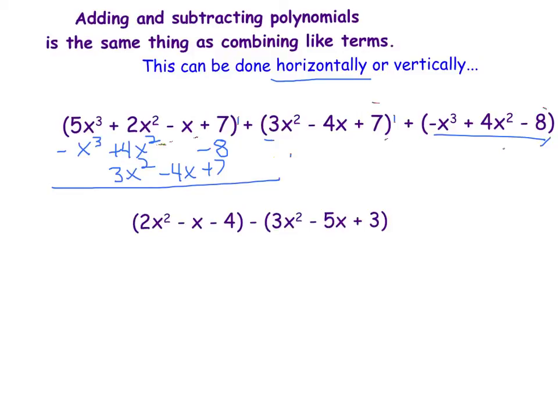So 4x to the third minus x to the third is, I think I said 4. 5x to the third minus x to the third is 4x to the third. 2 plus 4 is 6, plus 3 is 9. X squared, negative x minus 4x is negative 5x. And 7 minus 8 is negative 1, plus 7 is 6. So we end up with the same thing, just here we did it vertically versus horizontally.